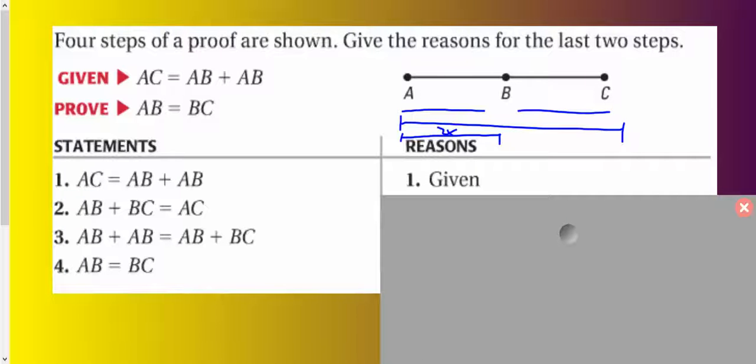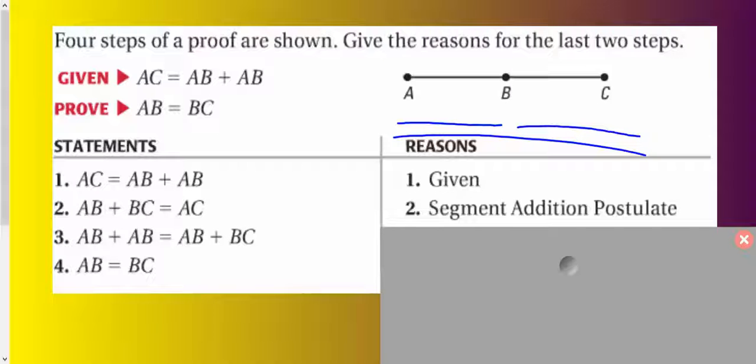AB plus BC equals AC. So if I take AB and add it to BC, that gives me AC. So this plus this equals this. That is our segment addition postulate. Okay, now we have AB plus AB equals AB plus BC. So you notice here we have AC and AC.